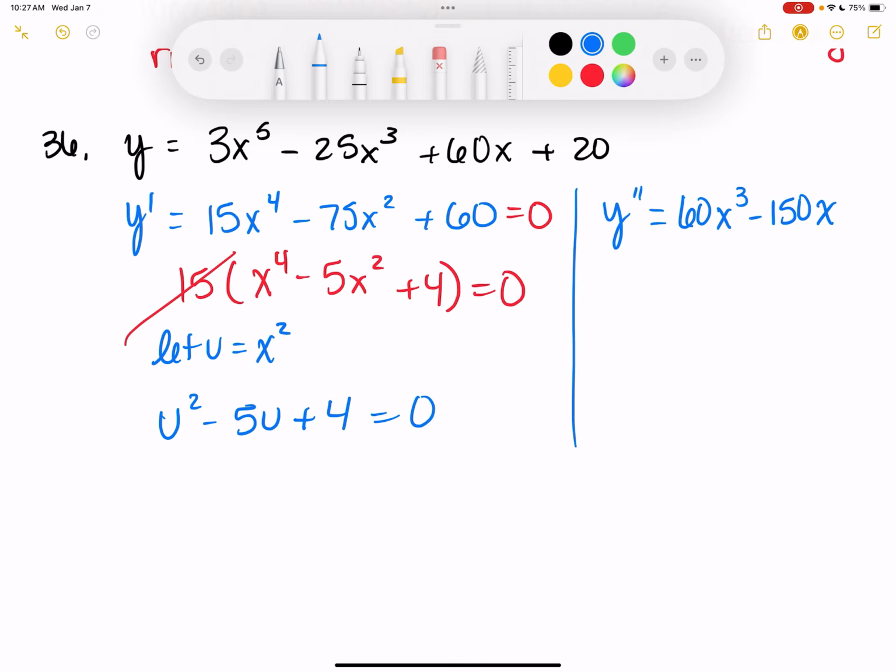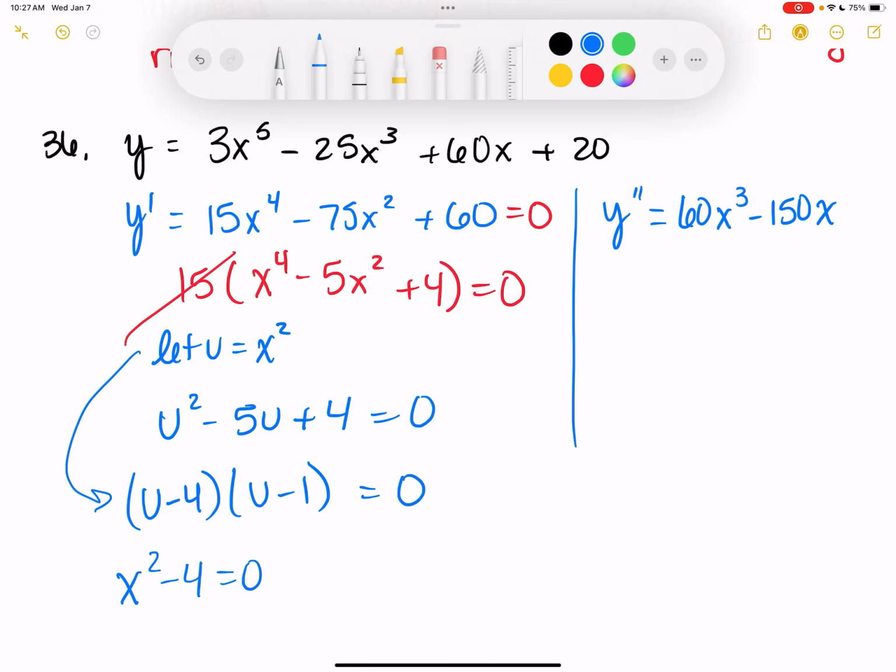So this would factor into u minus 4 and u minus 1. And if you can see it without doing the u substitution, don't feel like you have to do it. But anyways, as I'm getting ready to set each piece equal to 0, I'm going to go ahead and replace u with x squared again. So I've got x squared minus 4 equals 0 and x squared minus 1 equals 0.